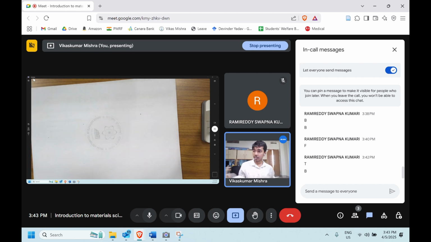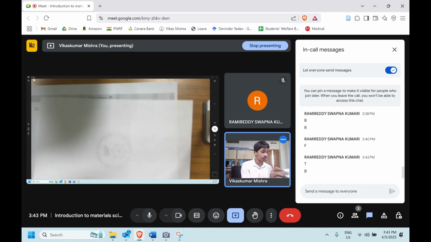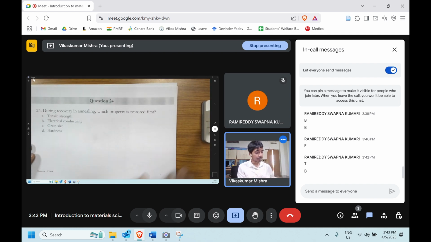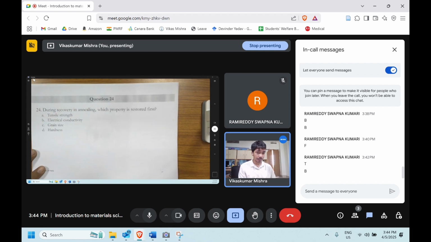Okay. Let's move ahead to question number 24. Here, during recovery in annealing, which property is restored first? Tensile strength, electrical conductivity, grain size, or hardness. So we are talking about recovery in the annealing stage.